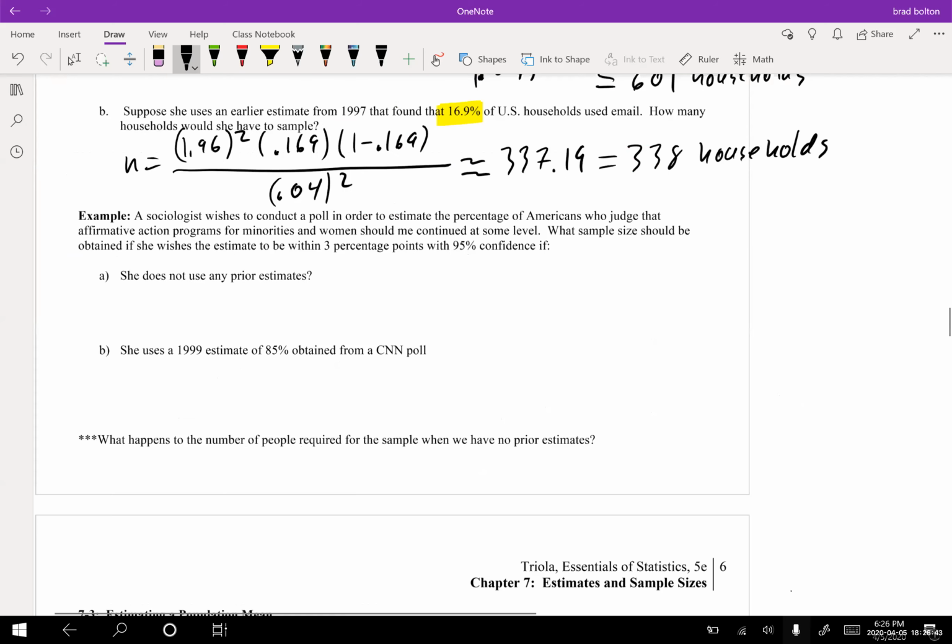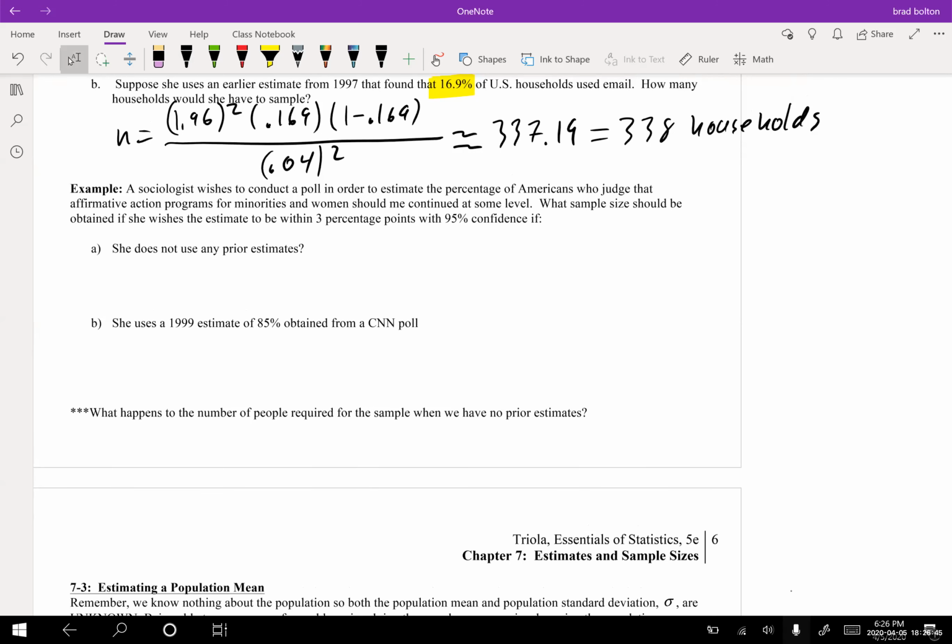So let's just go over this last one, and then I think we'll call it a day. This will be our first video on chapter 7. It says a sociologist wishes to conduct a poll in order to estimate the percentage of Americans who judge that affirmative action programs for minorities and women should be continued at some level. What sample size should be obtained if she wishes the estimate to be within 3 percentage points at 95% confidence?